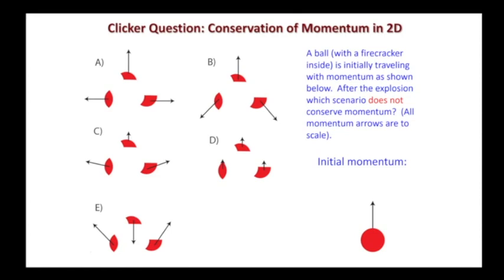Let's go down. What about C? C is now very similar, except the ones that are pointing out are also pointing up a little bit. So same thing, equal and opposite in the x direction.